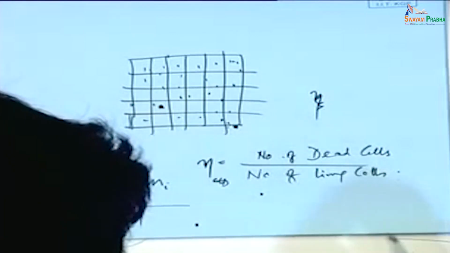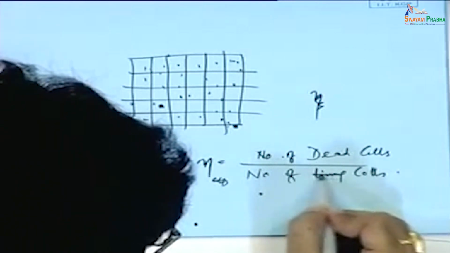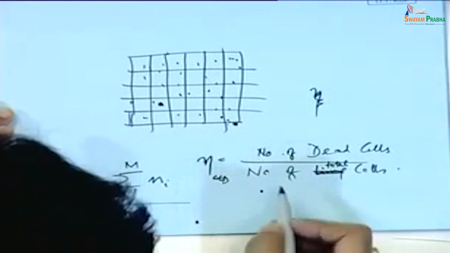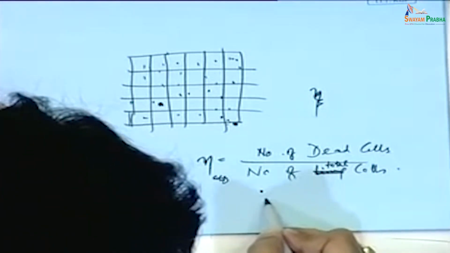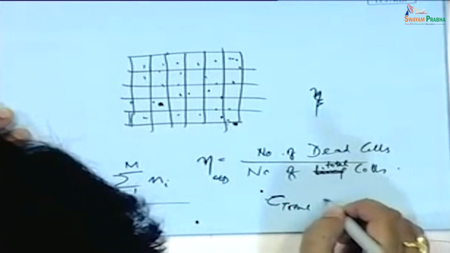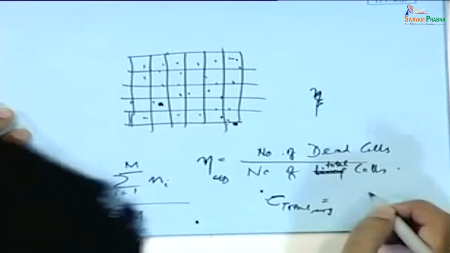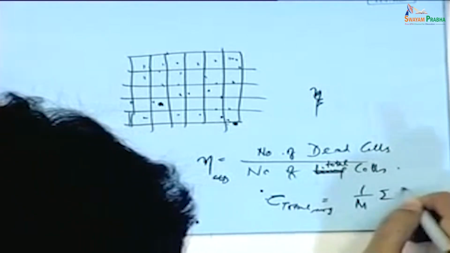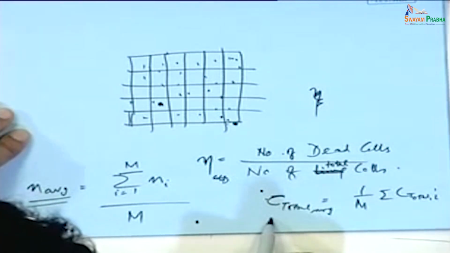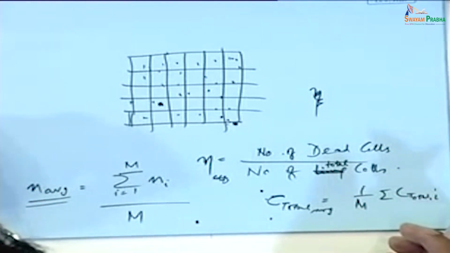So, you calculate the n average, which is the fraction of dead cells, actually this should be number of living and number of total cells, okay. And similarly, you calculate the C total average of that. So, if you did it for 5 times and you calculate the C total for each, 1 over m sigma of C total i, that would give you the average number of cells within that, and you can multiply that by the volume to find what is the total number of cells in your system.